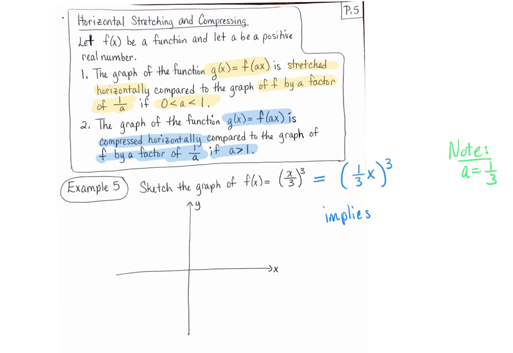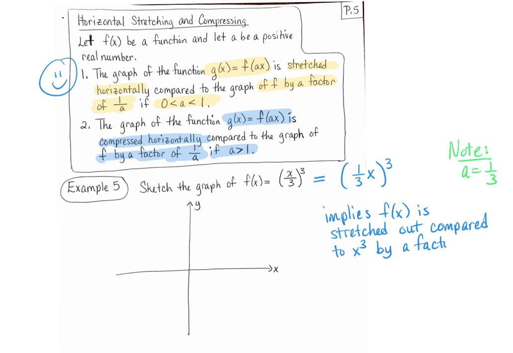So we're in part 1, and this implies f of x is stretched out compared to x cubed by a factor of 1 over 1/3, right? Because our a is 1/3, so we have 1 over 1/3, which is equal to 3.